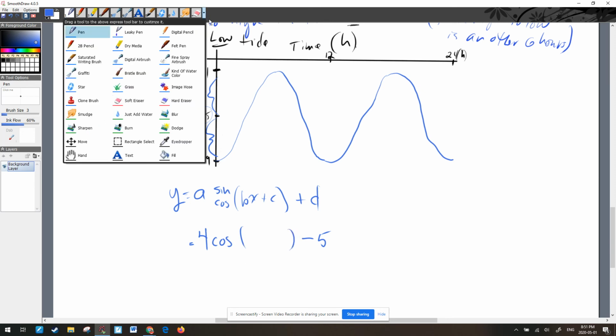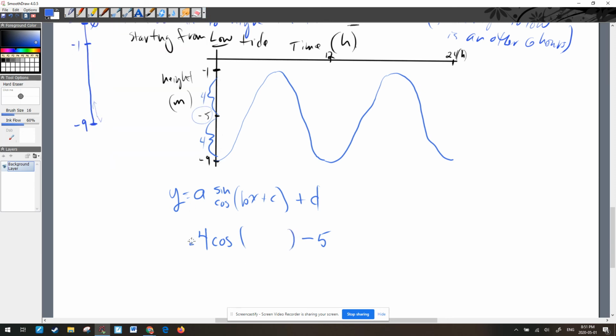And I'm going to just make myself some room here. I didn't really leave myself proper room. What's going on? Why didn't I get that? It is the hard eraser. Why are you not hard erasing? I don't know, whatever.